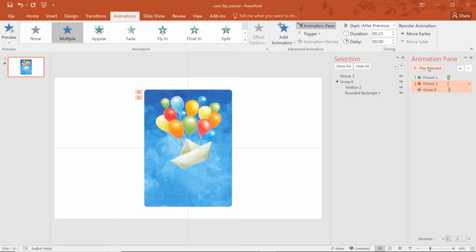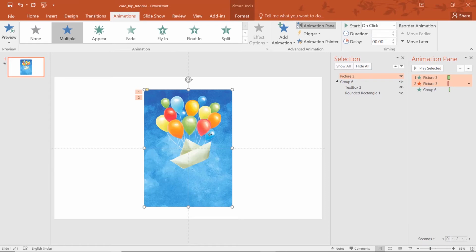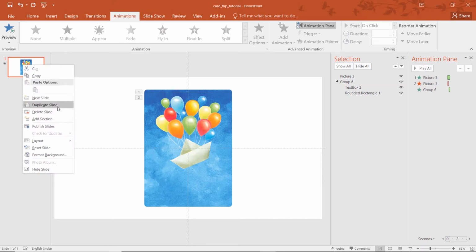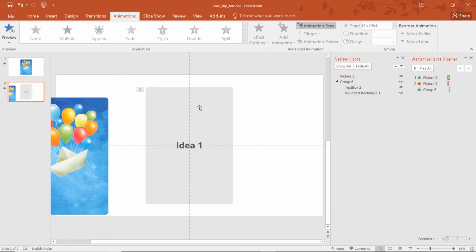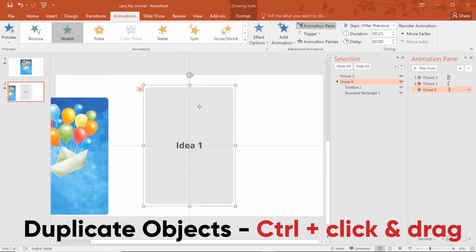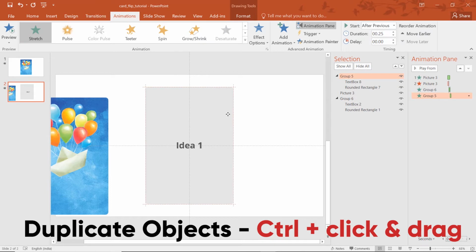Now let's get to part 3, examples. Okay, first things first, you don't have to use an image for the front side always. You can even use what we used at the back of it, like a rectangle. I'm going to duplicate it here to show you what I mean. And I'm not going to delete this image. I'll show you why. I'll duplicate this as well. I'm pressing Ctrl and dragging it here. So that's one more thing Control does.